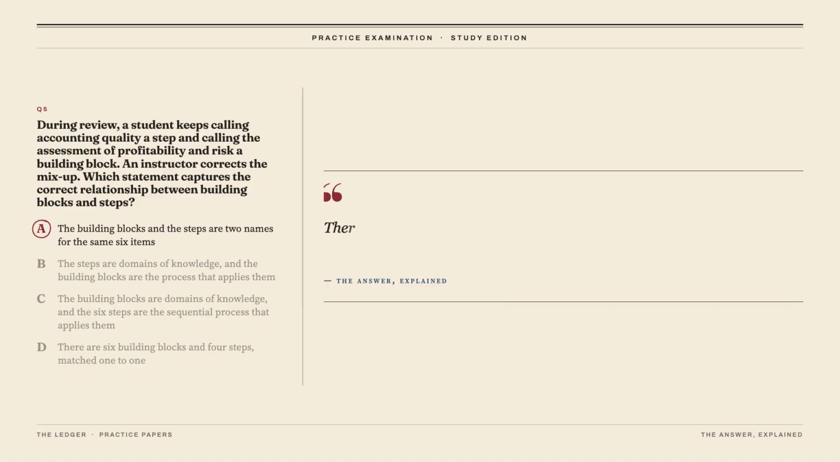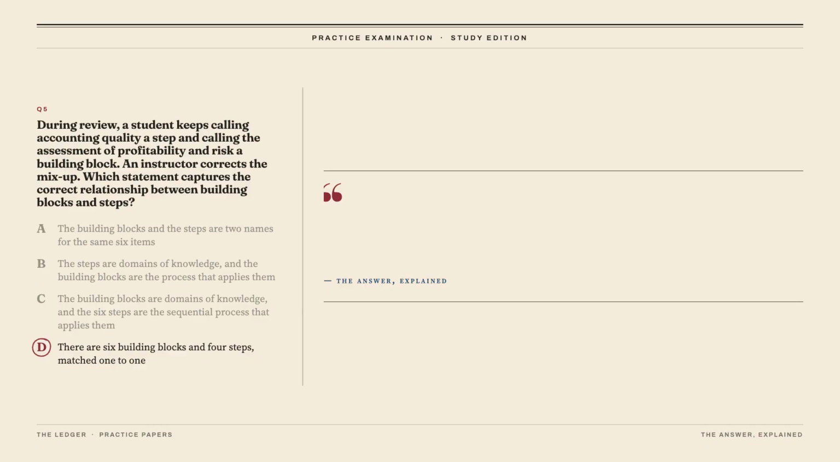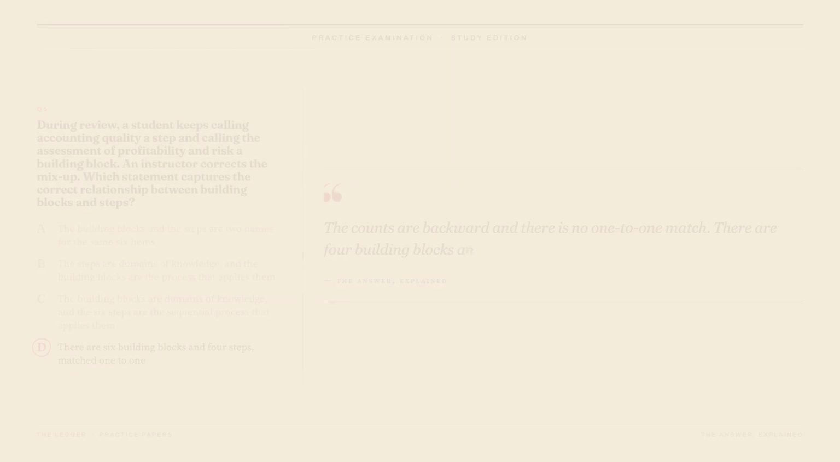A is wrong because there are 4 building blocks and 6 steps, so they cannot be the same set of items under 2 labels. B is wrong because this reverses the relationship. Knowledge sits in the building blocks and the sequential process sits in the steps. D is wrong because the counts are backward and there is no one-to-one match. There are 4 building blocks and 6 steps.